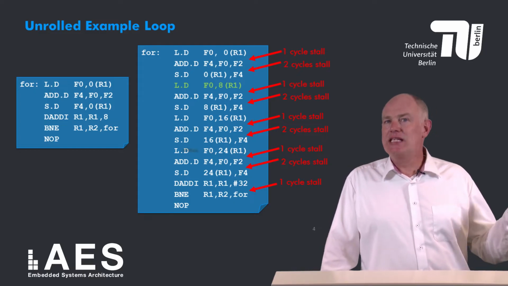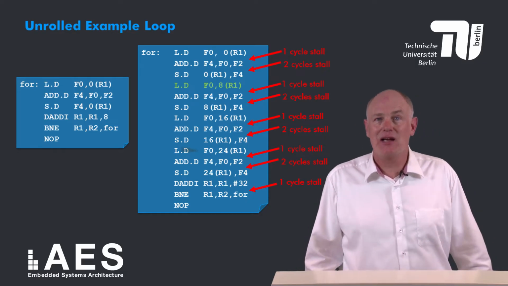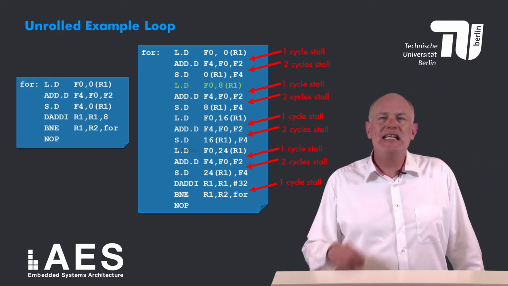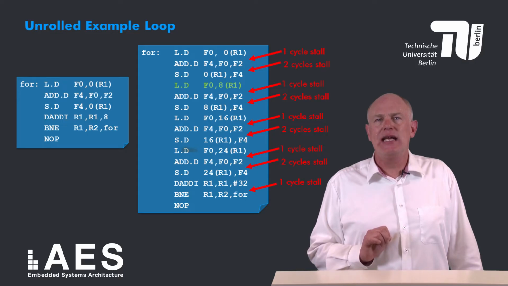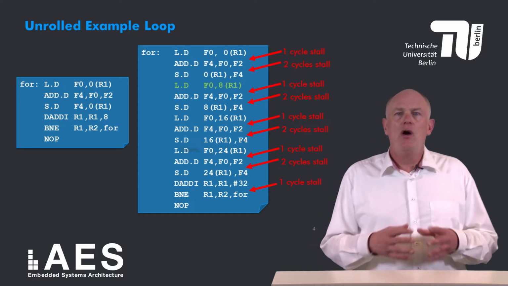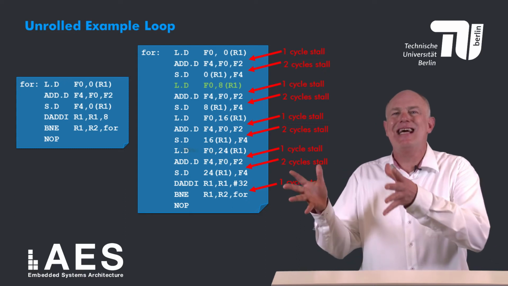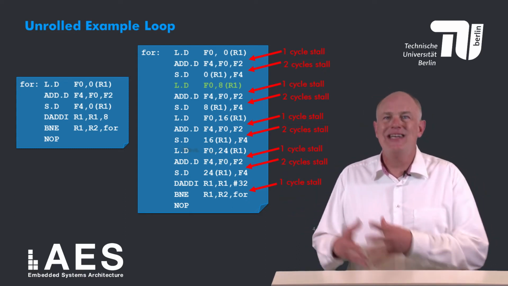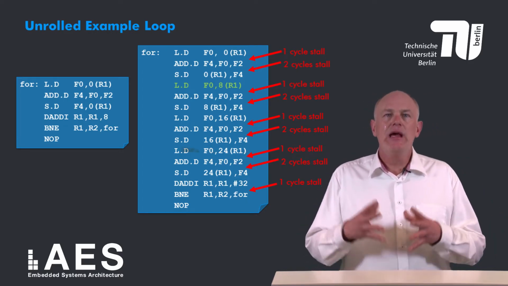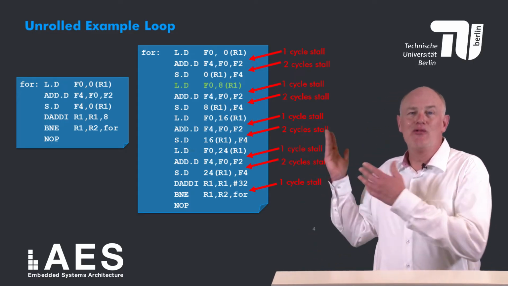Question: can we reschedule the instructions in order to eliminate some or all of these stall cycles? For example, the second load, highlighted here in green, is not dependent on any of the preceding instructions. So can it be moved immediately after the first load? Unfortunately, not like this, because the second load uses the same destination register or name as the first load. If it would be moved after the second load, the first add double would use the wrong value.